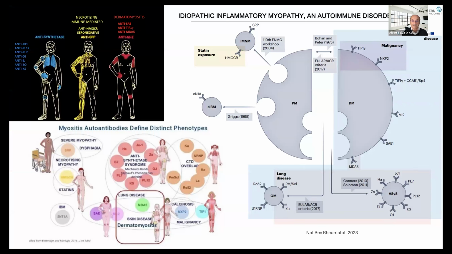the autoantibodies. You can see here, in this very nice picture, the different autoantibodies that have been described until now and the clinical associations. You have here immune-mediated necrotizing myopathy, related with a statin or not, with SRP. We are going to talk about some of these phenotypes which are related, linked, or associated with these autoantibodies.